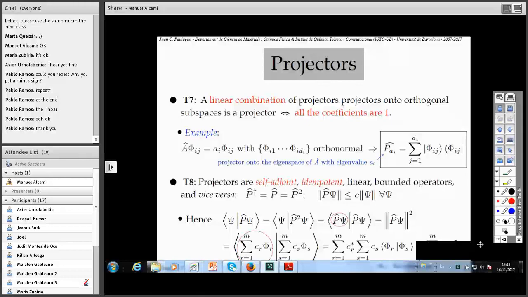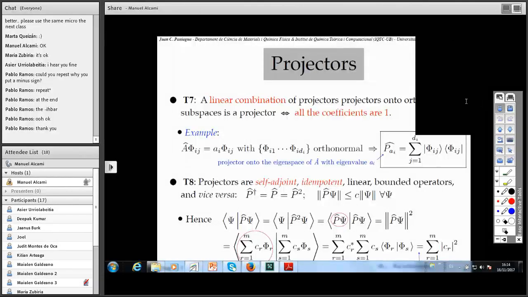Let's wait 1 minute. Most of my students have disappeared. Now I have a menu bar. Well, any message? Ok. No news, good news. Do you have any question? Well, so let's continue.